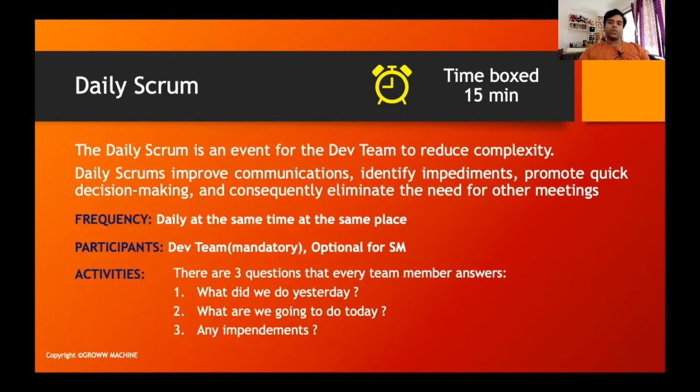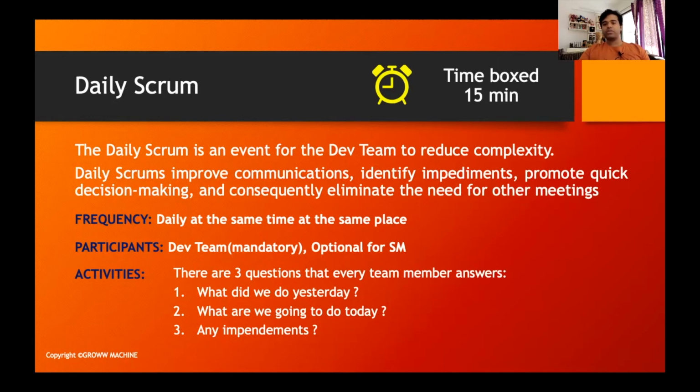This is not something where the product owner's role comes into play, because this is not a place where you clarify functional queries. It's mostly a session between the team members to understand where they are moving, right? What are the tasks they have already completed, what are the tasks they are currently picking up, and also to understand if there are any challenges which the team might be facing. So basically, as you can see, the daily scrum is an event for the dev team, right, to reduce the complexity.